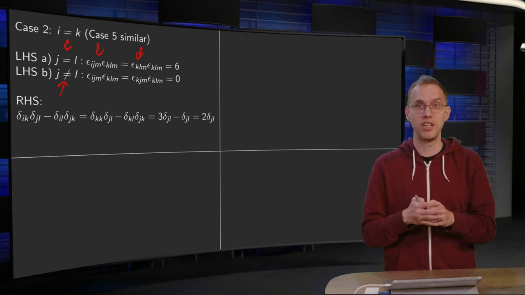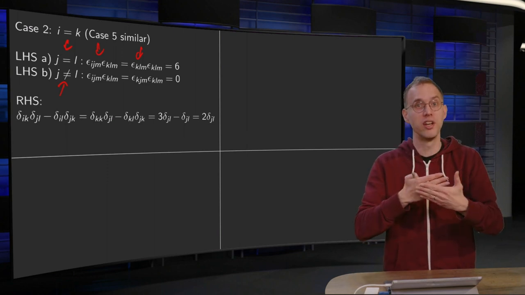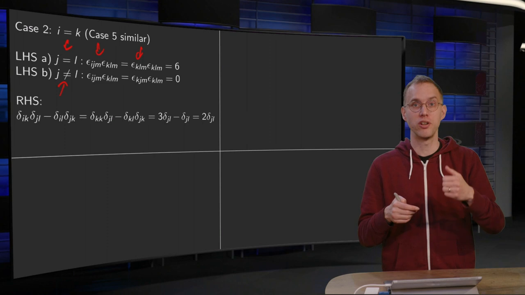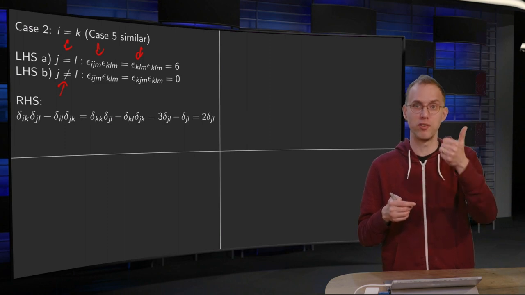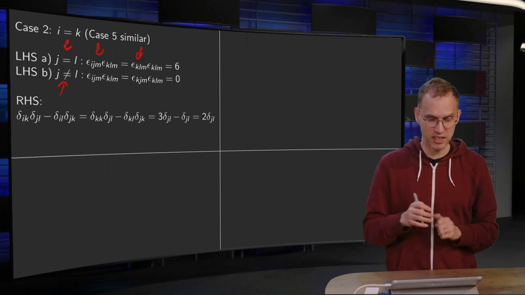In those six options, the epsilon symbols are either 1 or minus 1, but because you take the product, you always get a 1 in the sum. So you have 1 plus 1 plus 1 plus 1 plus 1 plus 1 equals 6. That's for the left-hand side.